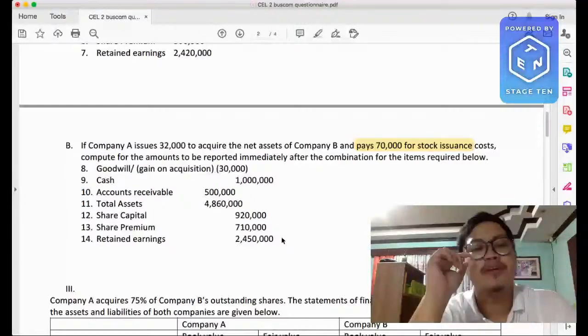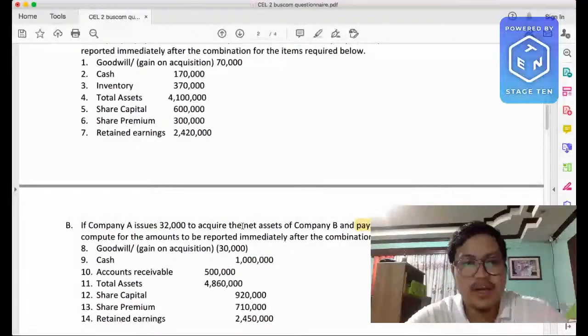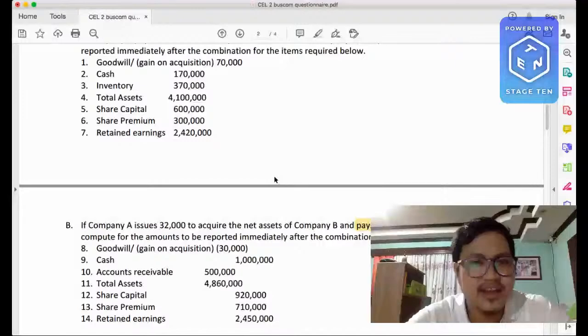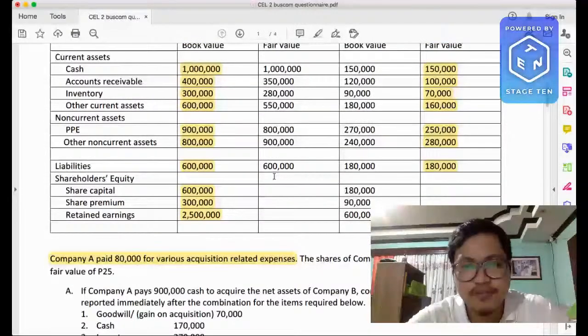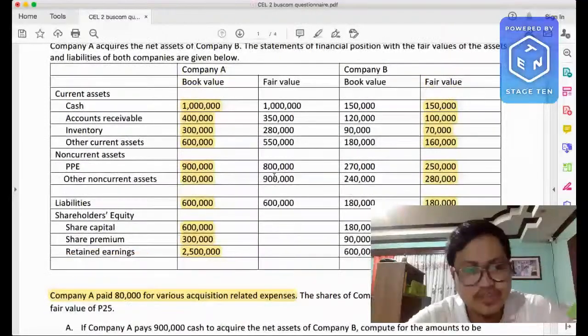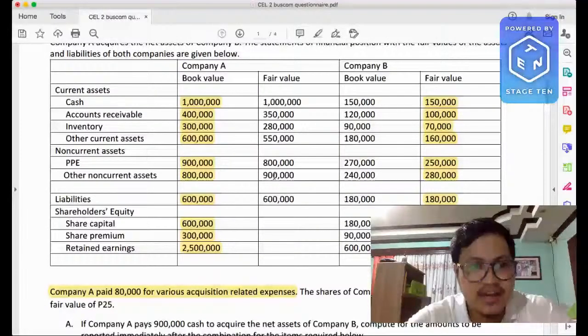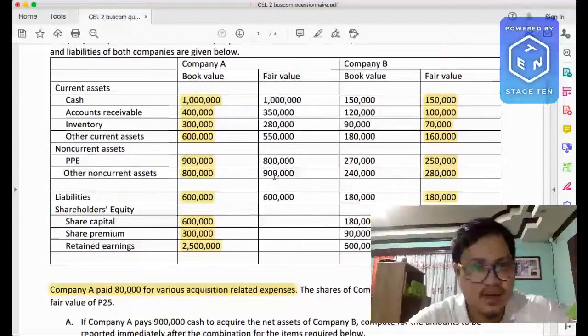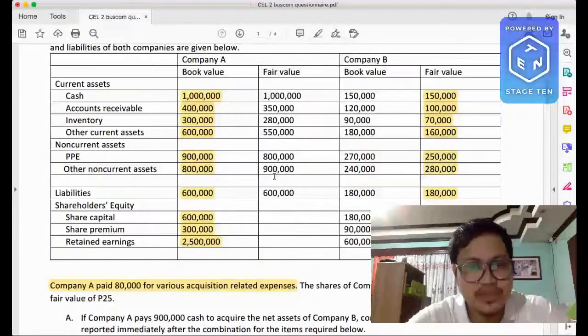Okay. Earlier, when we were asked to solve for the share capital to be reported by the surviving entity, we said no need to add the share capital of company B because that would be a redundancy. Just adopt the shareholders' equity of the surviving entity. That's the rule. Unlike your assets and liabilities, where you would be adding the balances reported by the acquirer and the acquiree, with regard to your shareholders' equity, class, it should just be the amount reported by the acquirer.